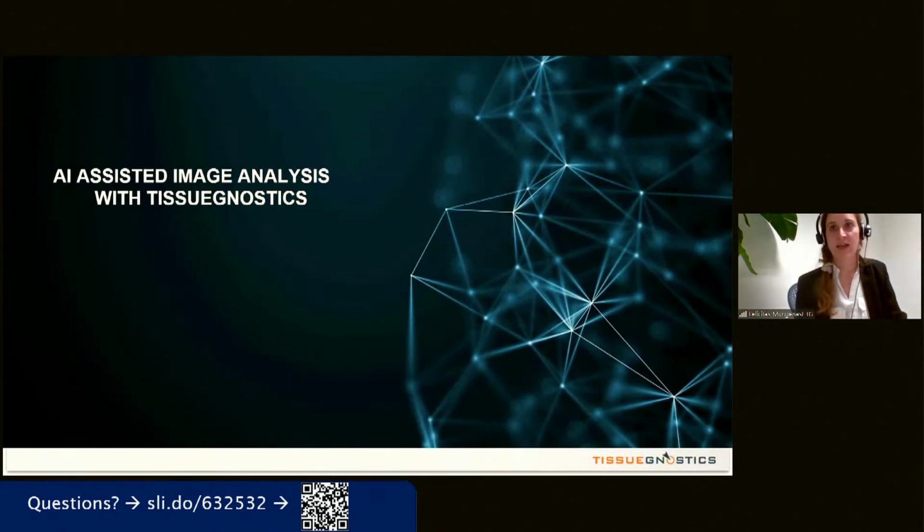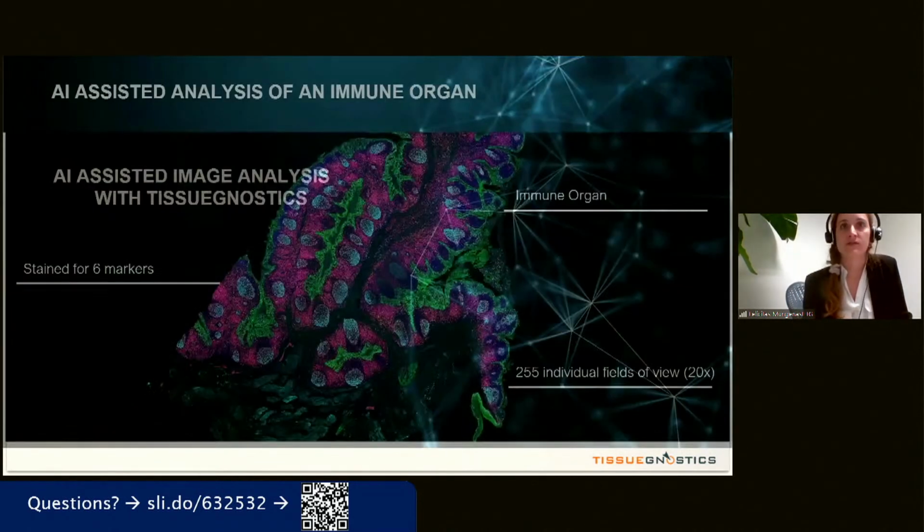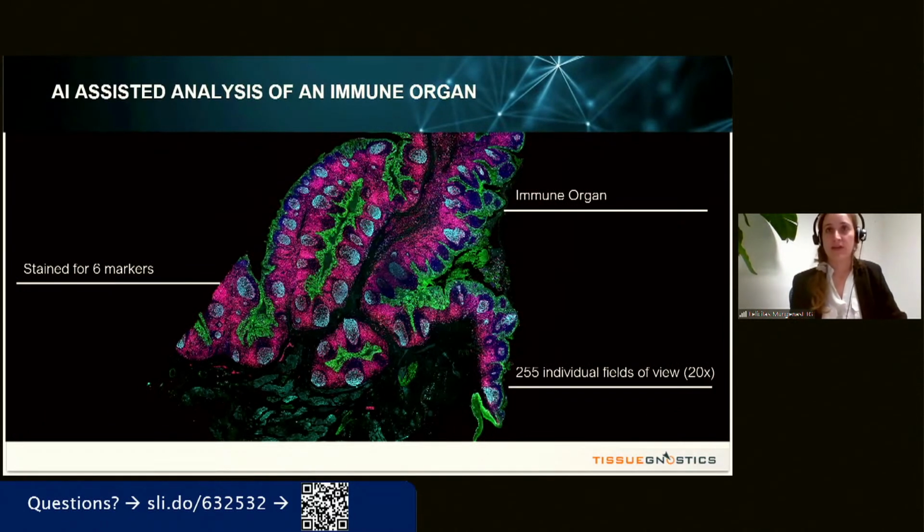But I do not want to go into too much detail here, since I'm not a computer scientist, and I would like to show you again some practical analysis examples that are performed with TissueGnostics high-end contextual image analysis software StrataQuest and its integrated AI machine learning tools. So here you can see an immune organ which is stained for 6 different markers. And this was acquired with one of our instruments.